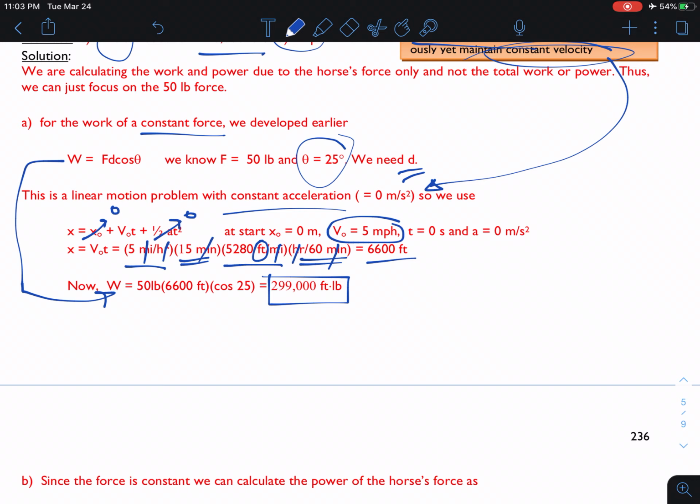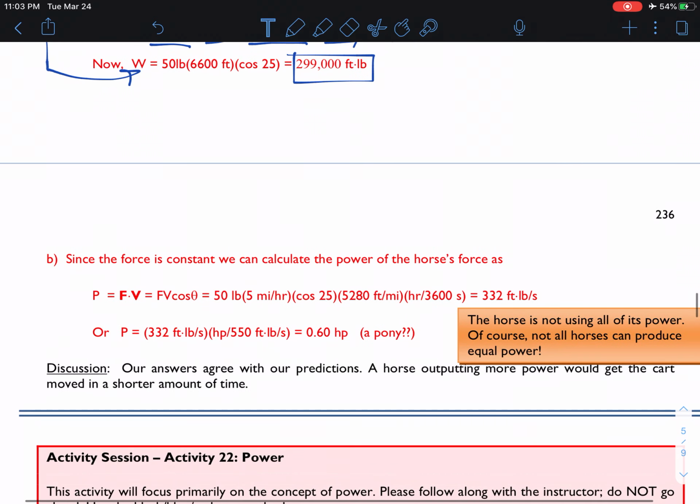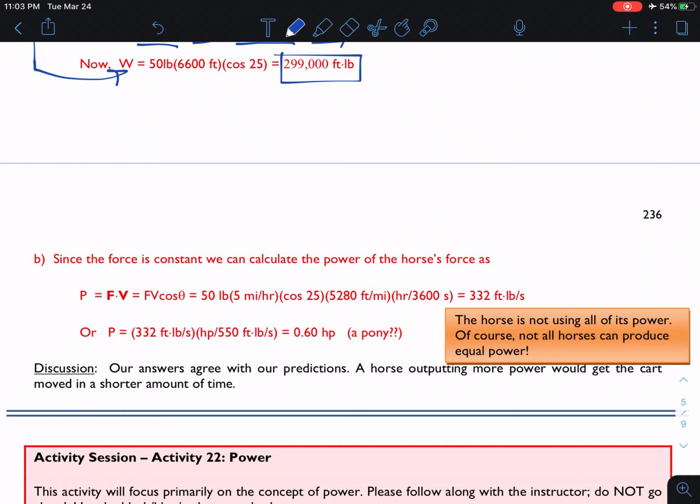So this is part A. Part B is finding the power. Yeah, we estimated it to be 1 horsepower because the cart was pulled by 1 horse, right? So since the force is constant, we can also use this equation as we developed earlier, and the equation is F dot v. That becomes Fv cosine theta.